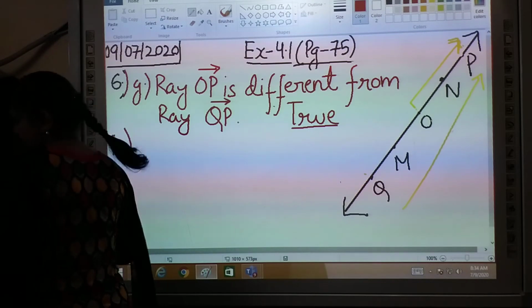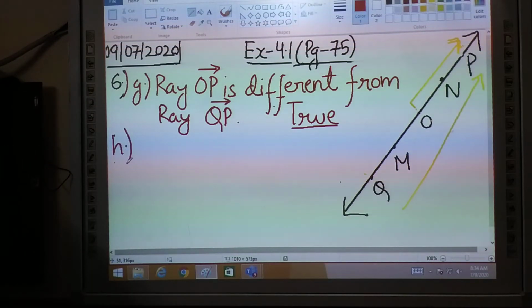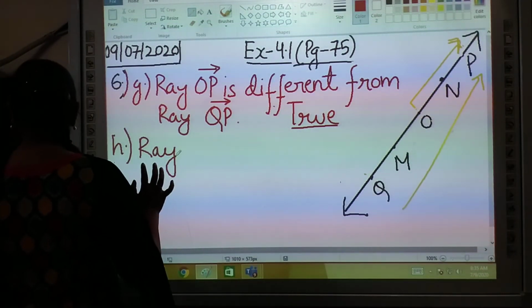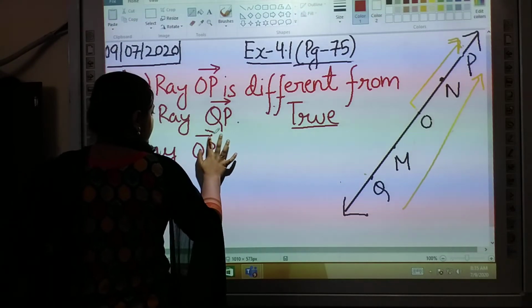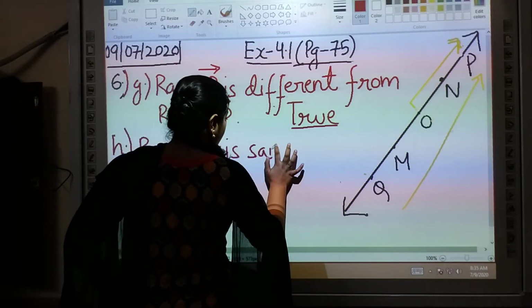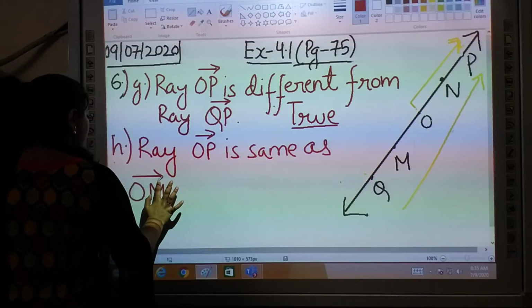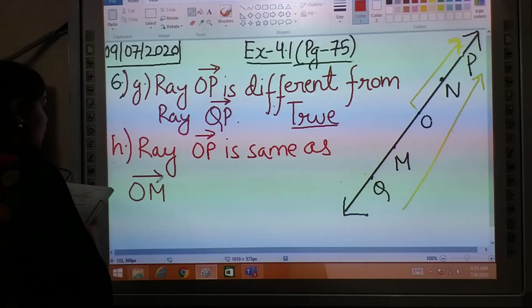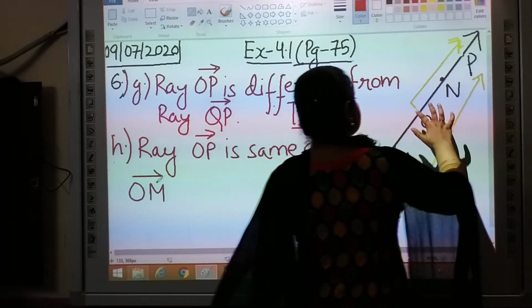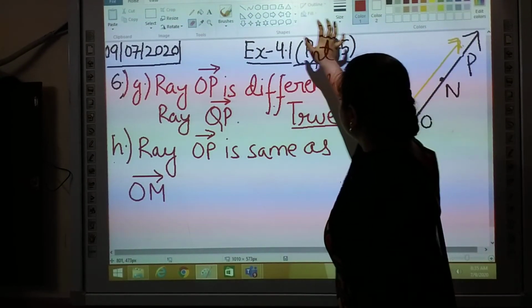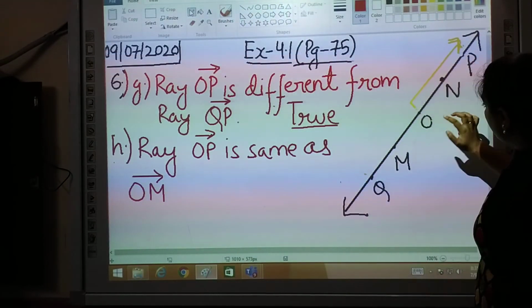H part. Ray OP is same as OM. The ray OP is same as OM. Okay, where is the ray OP? This is the ray OP and OM is here.